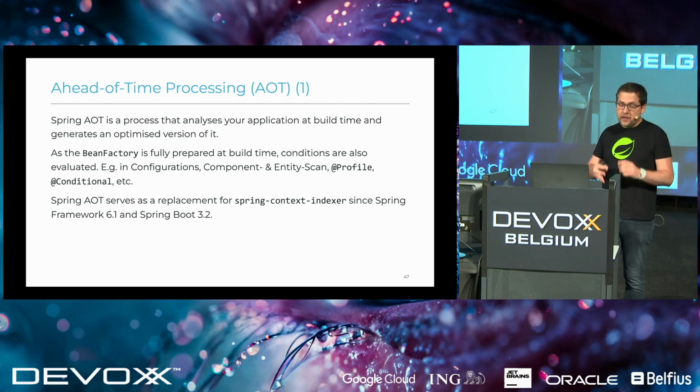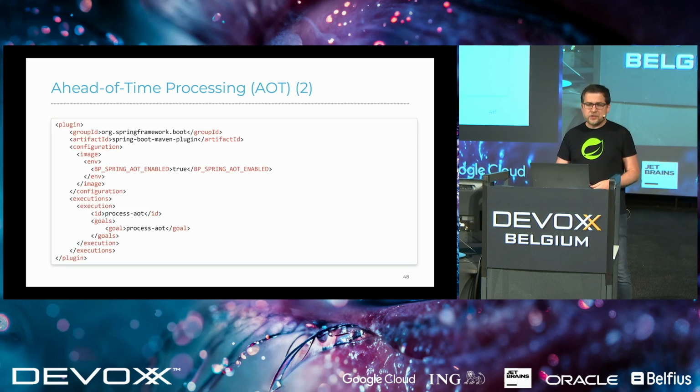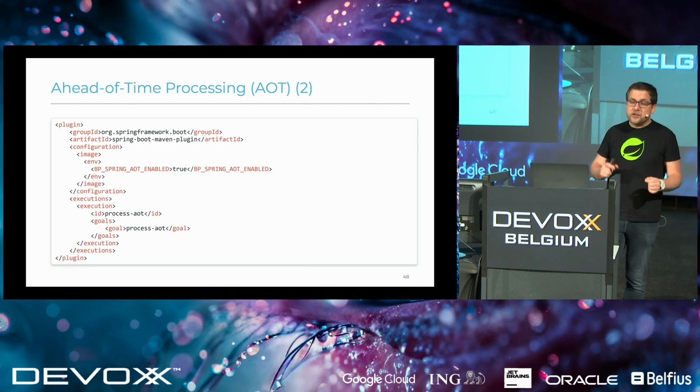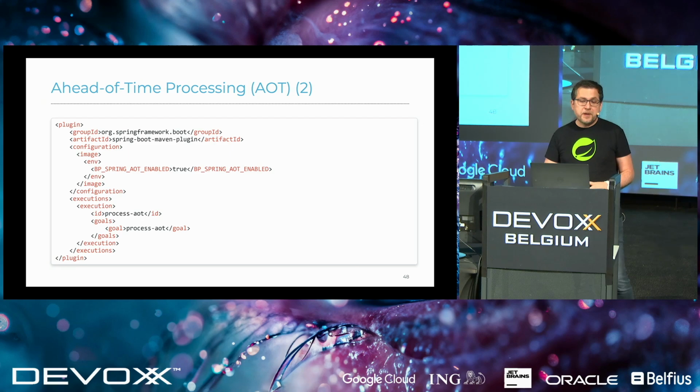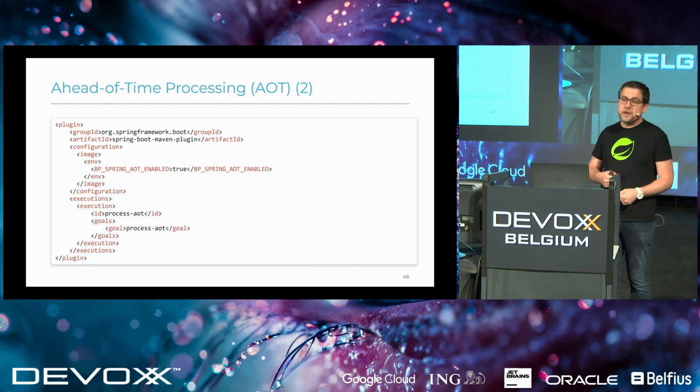And that means Java classes are created, and these classes will be used during startup. Now we get to the beauty part: we can specify in the Spring Boot Maven plugin the following thing. We specify process AOT. So we tell the Spring Boot Maven plugin to create these classes which generate the Spring Beans with code instead of doing component scanning.